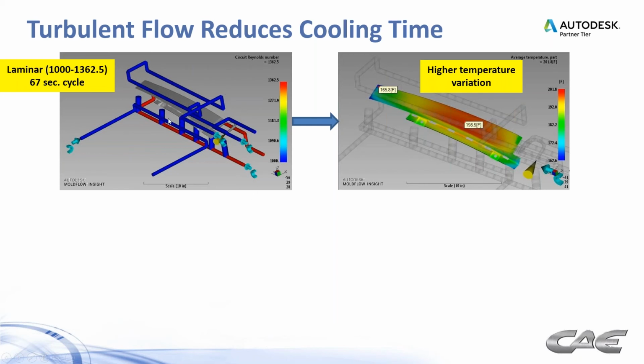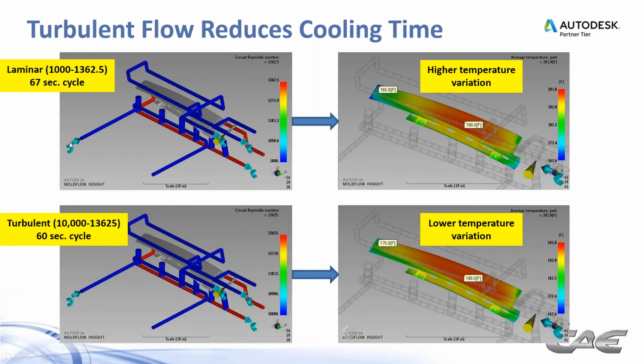So in this case, we've got laminar flow, very low Reynolds numbers. And for that, it took 67 seconds to reach the temperatures that we wanted. And we get a relatively high temperature variation across that part. And then we looked at turbulent flow, moving that Reynolds number up to a much higher threshold. And for that, we were able to bring the cycle time down by 7 seconds with a lower temperature variation.